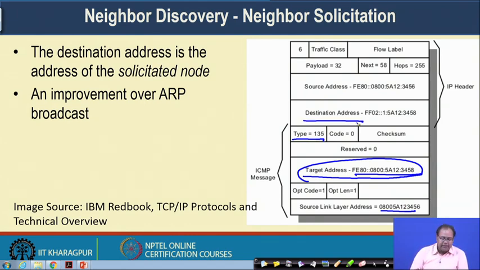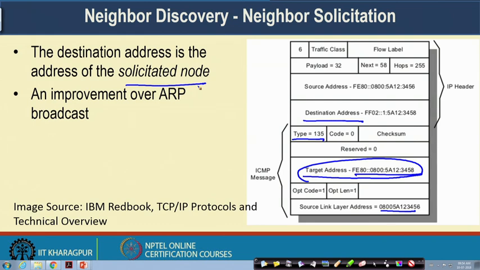This destination address is the address of the solicited node. If you look into ARP in IPv4, we actually broadcast the ARP query, and the nodes which receive it, if they have the information they reply back, otherwise they further broadcast it. But in case of IPv6, we do not broadcast this query, rather we send it to a targeted node. Every node has one solicited node associated with it. The information of the solicited node is already available to the source node, so it will send the query only to this solicited node.